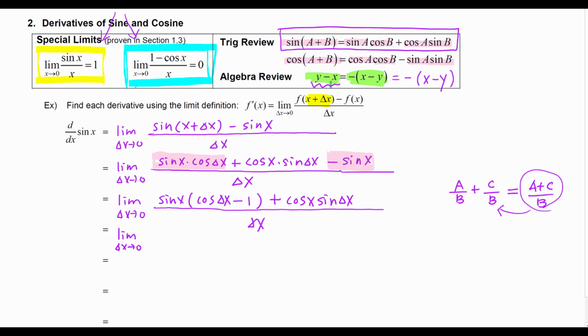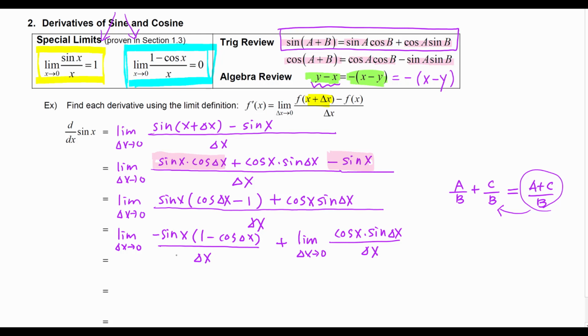So this is when I'm going to use this algebra fact. So let's go ahead and rewrite it and split the fraction. Then I will have negative sine x times 1 minus cosine delta x over delta x, plus the limit as delta x approaches 0 of cosine x sine delta x over delta x.